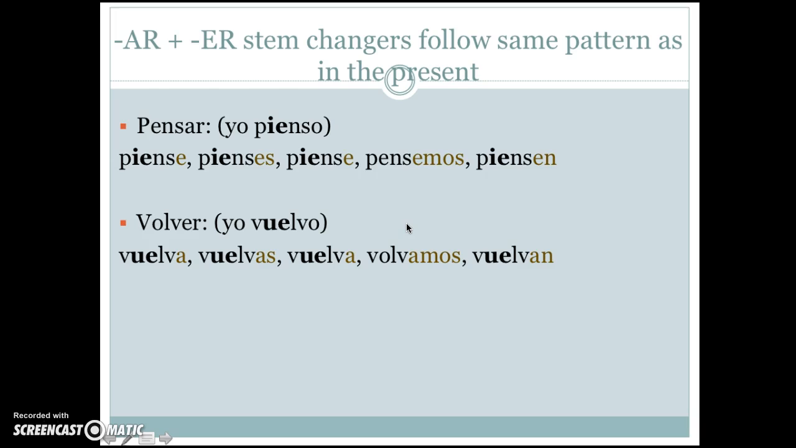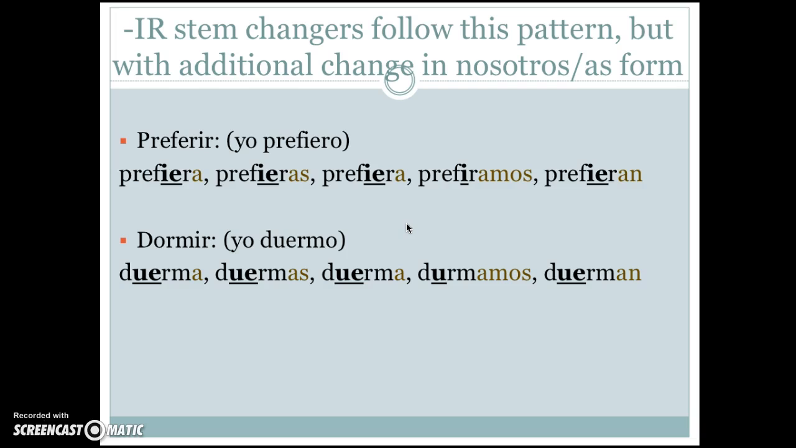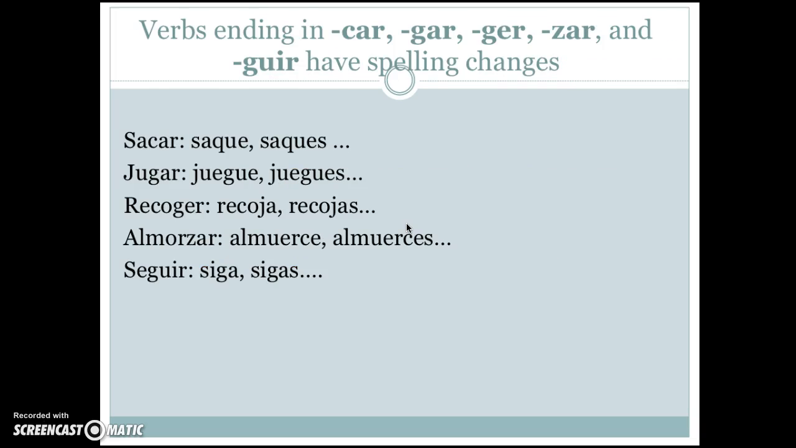And then there's some issues with some stem changers. AR and ER just follow the same pattern as in the present, but the IR has an additional change in the nosotros form. This is just something you'll have to study. It's also explained in the book.